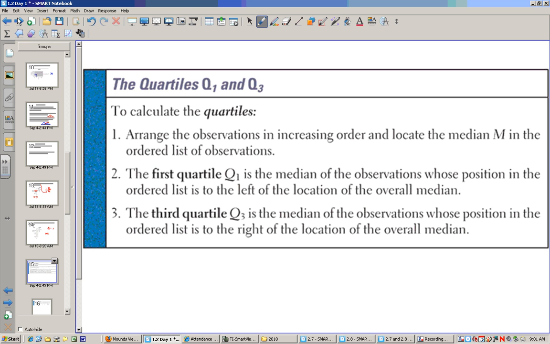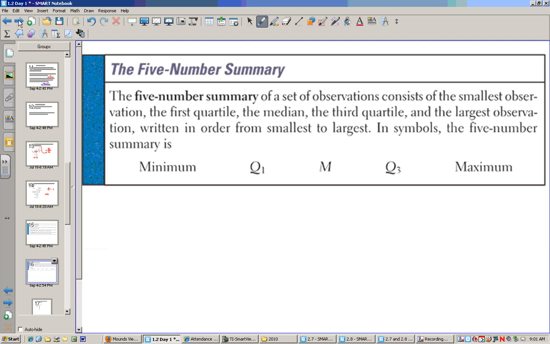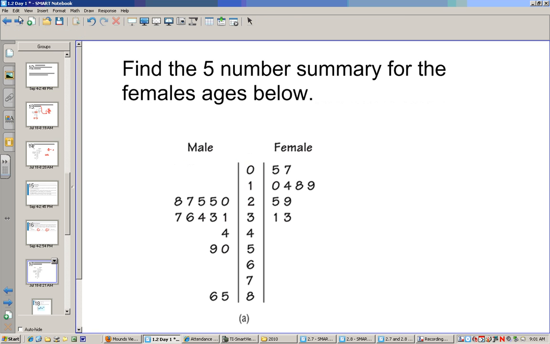Now the quartiles 1 and 3 are also used to show spread, and we can find these by arranging the data in increasing order and locating the median from the list. The first quartile is the median of all of the data to the left of the median, and Q3 is the median of the data to the right of our median. And we use Q1 and Q3 for our 5-number summary. We'll have the minimum, Q1, median, Q3, and then maximum.